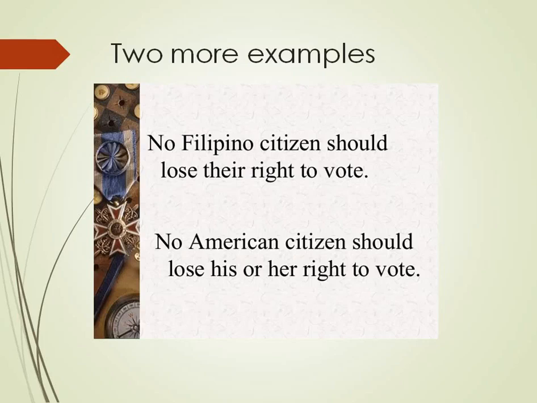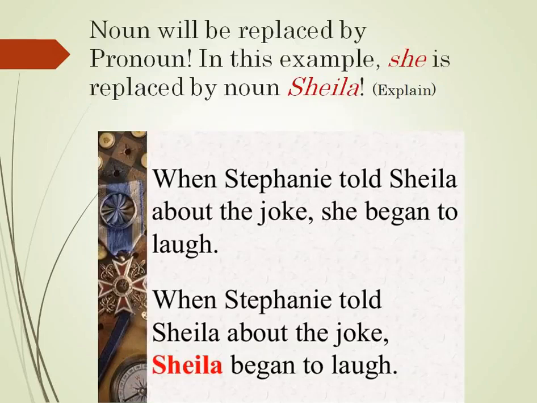Two more examples. No Filipino citizen should lose their right to vote, and no American citizen should lose his or her right to vote. Between these two sentences, you can see the second one is correct because no American citizen is used as a singular noun. That is why his or her is correctly used as pronoun referencing.